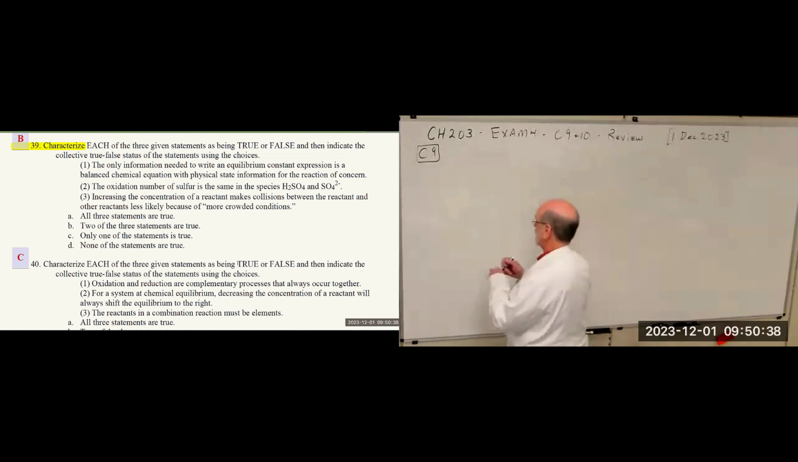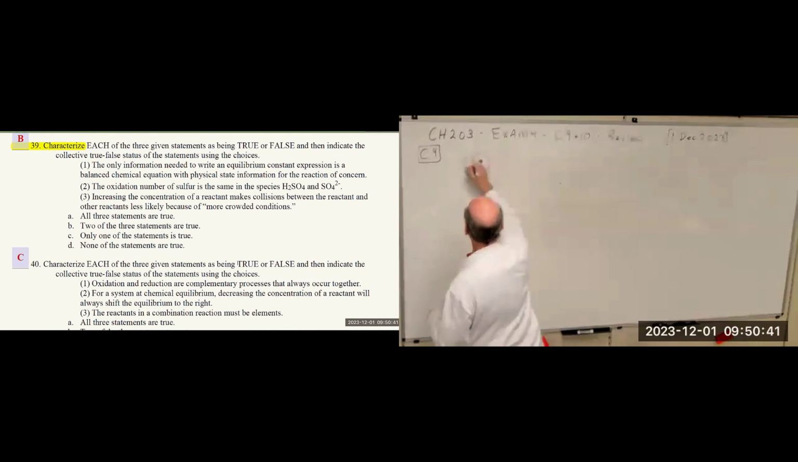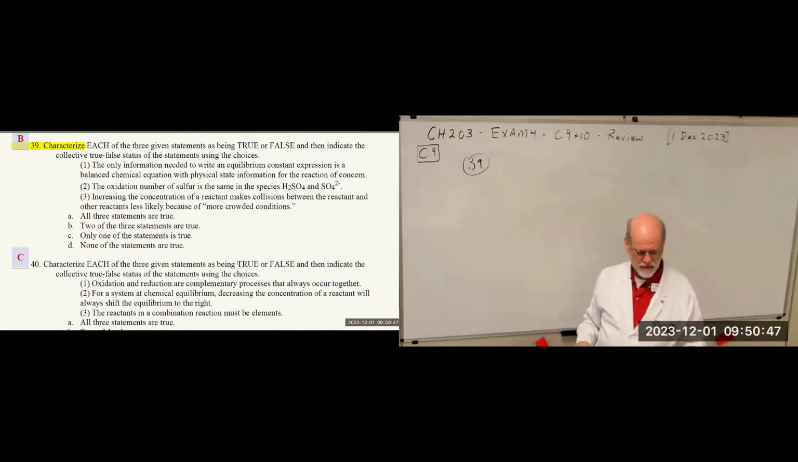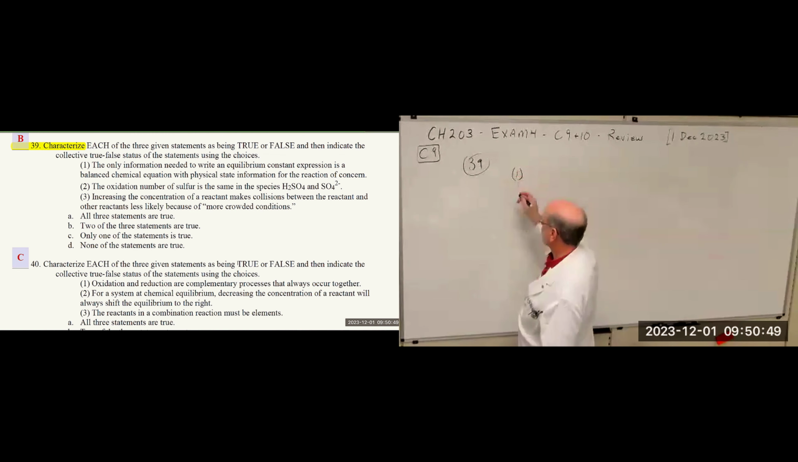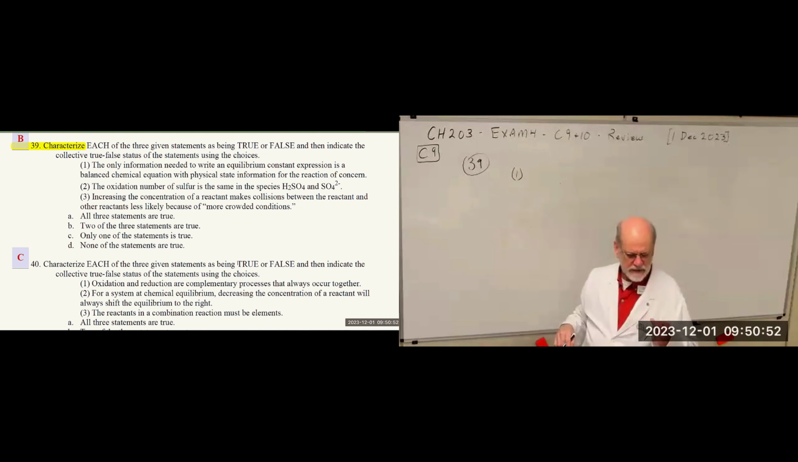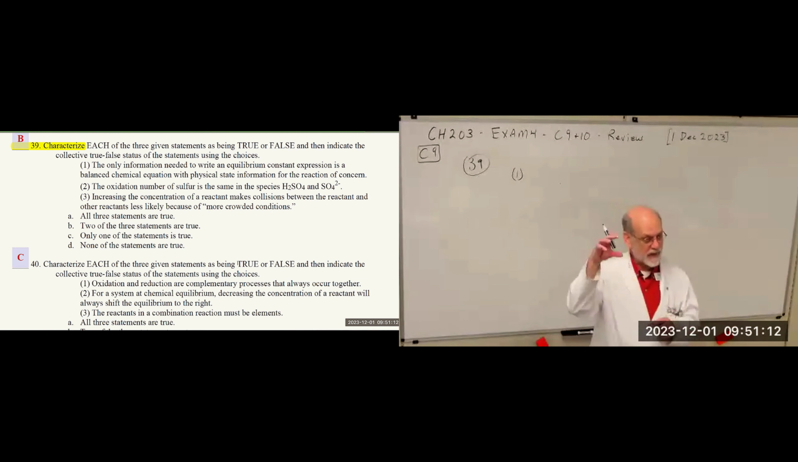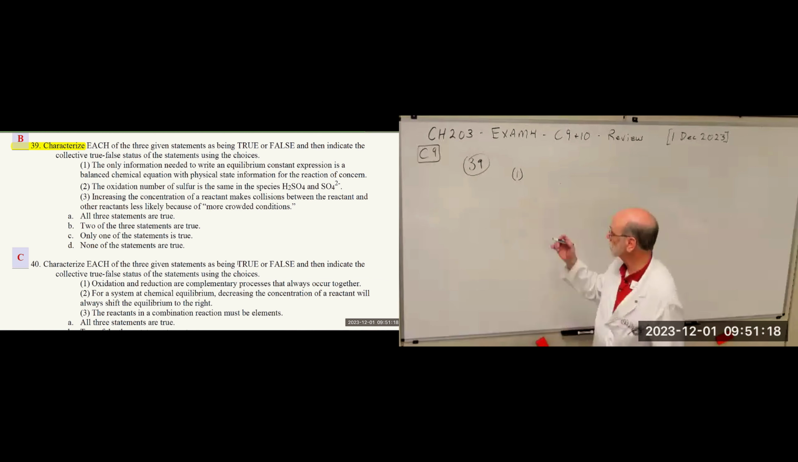All right, 39. So in 39, we have to look at each one of these statements, 1, 2, and 3, and which of them are true. The first one: the only information needed to write the equilibrium constant expression is a balanced chemical equation with physical state information for the reaction. Yes, that is true. If the equation is balanced, you have your coefficients, which are going to be the powers of each term. And then you know which ones you can use because you have the states. All right, so 1 is true.